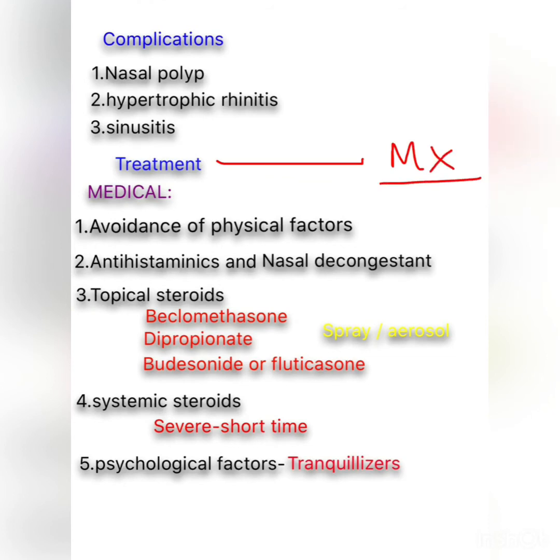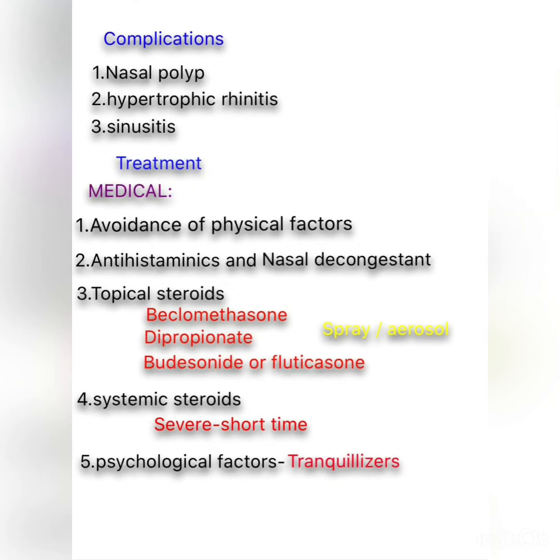Next we can talk about the management or the treatment of vasomotor rhinitis. There is both medical and also surgical treatment. First we can talk about medical treatment. The first one is avoidance of physical factors which provoke symptoms. It may be sudden change in temperature, humidity, dust or blast of air, something that changes your environment. The second one is the use of antihistaminics and also nasal decongestants. They will help relieve nasal obstruction, sneezing and also rhinorrhea.